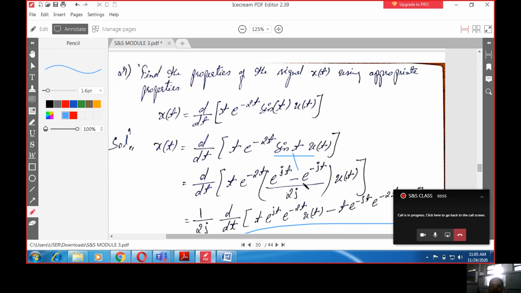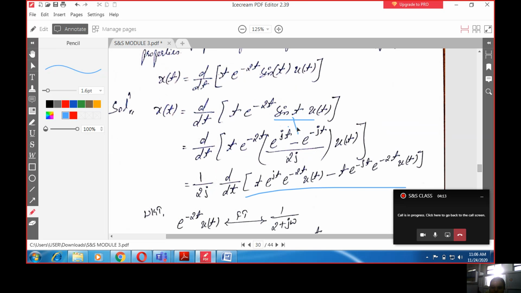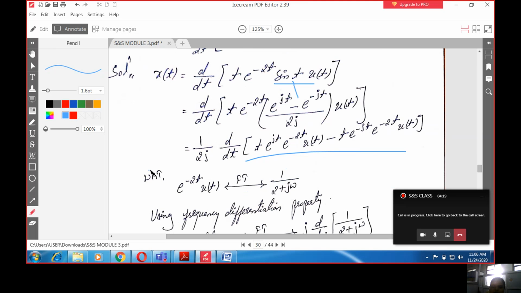Then find the Fourier transform for the signal x(t) using appropriate properties. Here the signal is given, x(t) equals d/dt of [t e^(-2t) sin(t) u(t)]. Then writing sin(t) in terms of exponentials and multiplying each of the terms, you will be getting this equation. After that, we know that e^(-2t) u(t) has Fourier transform 1 divided by (2 + jω).